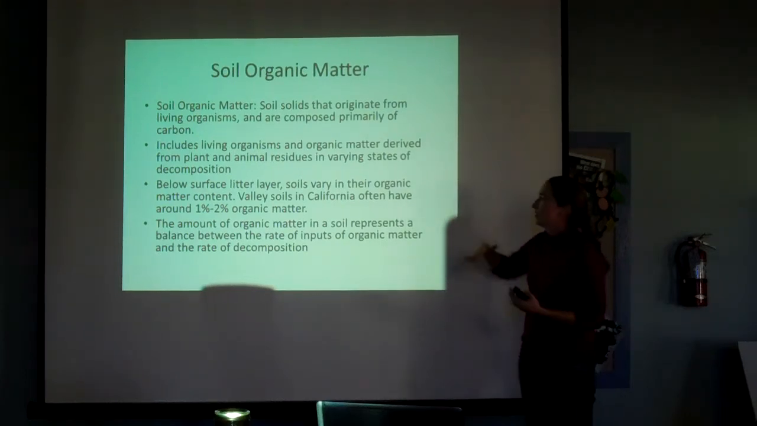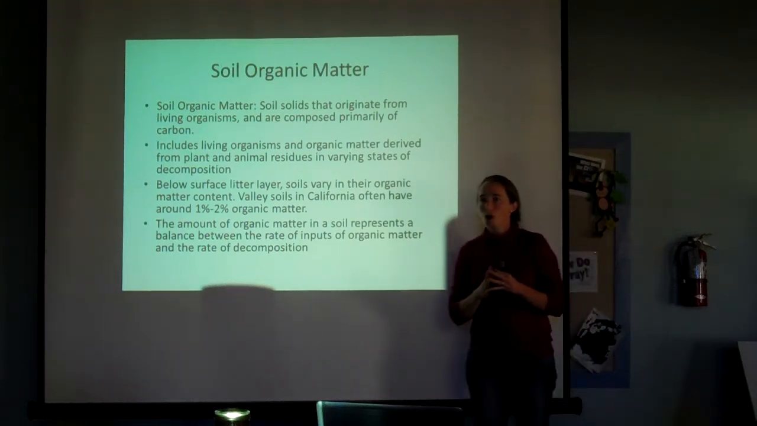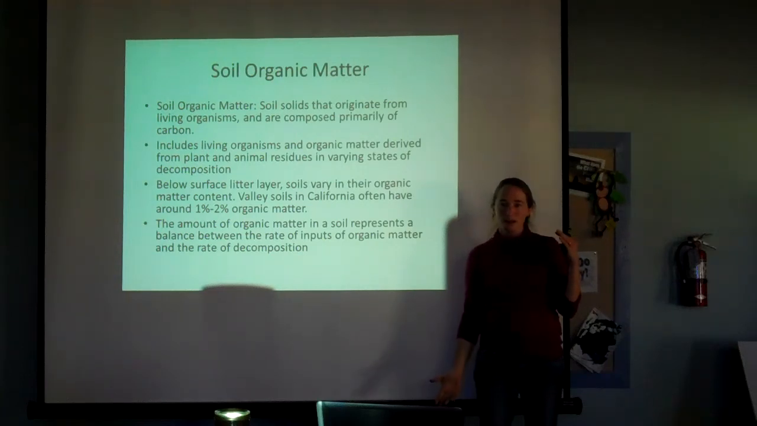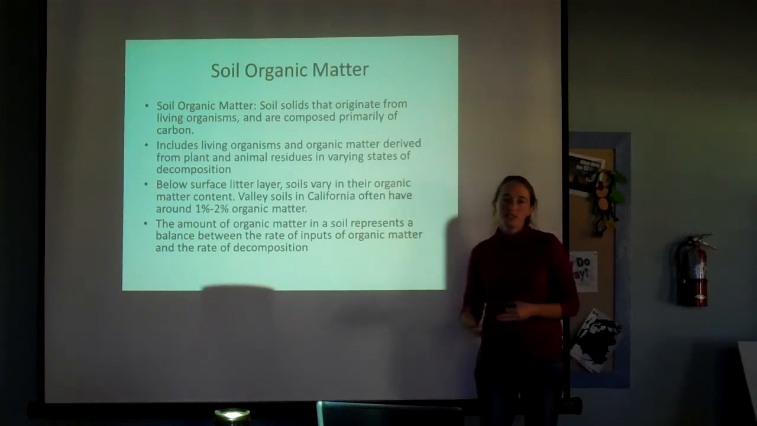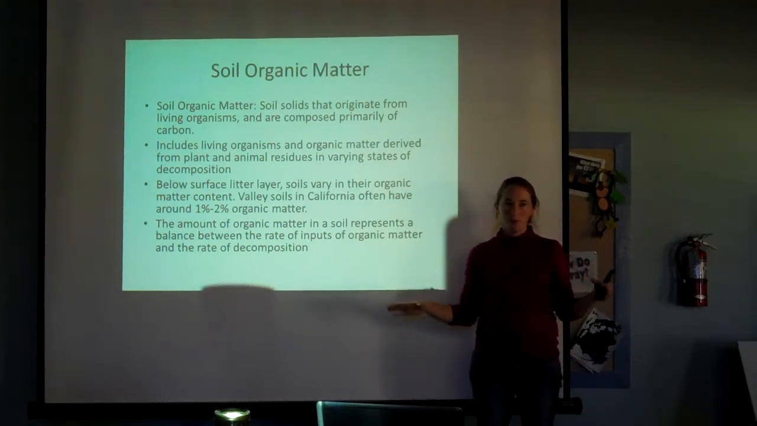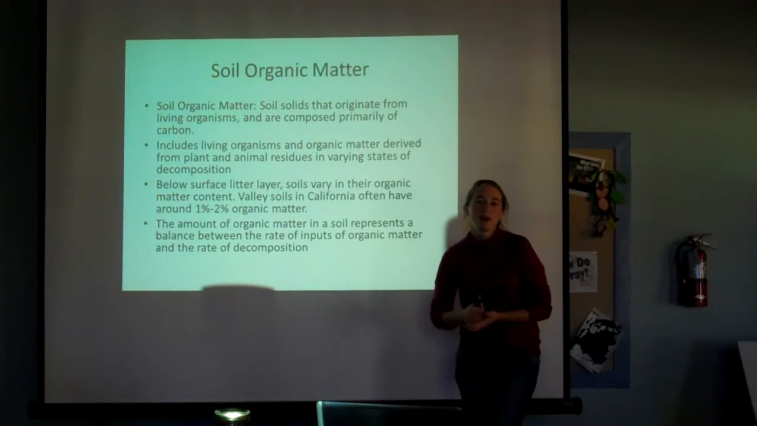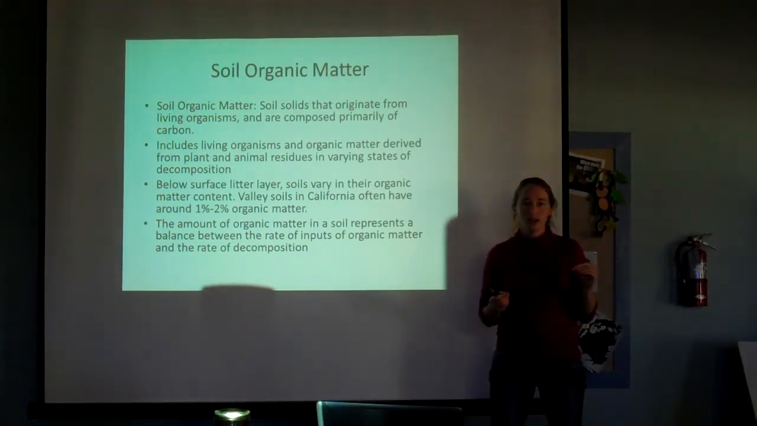So below the surface litter layer, soils vary in their organic matter content. I talked about mollisols a little bit earlier, which are those prairie soils that have a really high organic matter content. They'll be like 5 to 10% organic matter. That's like in the Midwest, you'll see that. In California, really what you see is normally more like 1 to 2% organic matter. Soils that are heavily cultivated, like in the Salinas Valley, tend to have fractions of a percent of organic matter left.